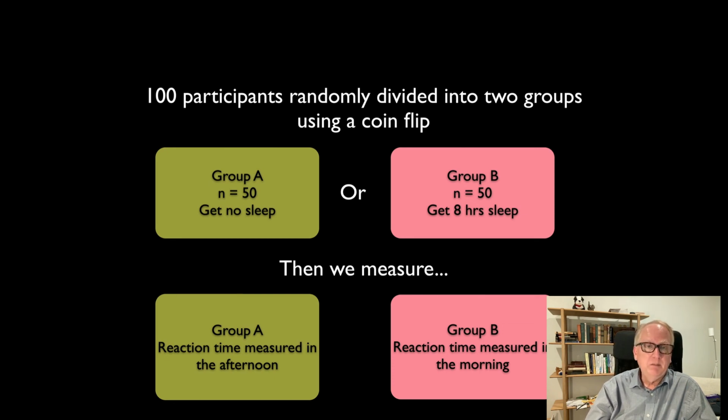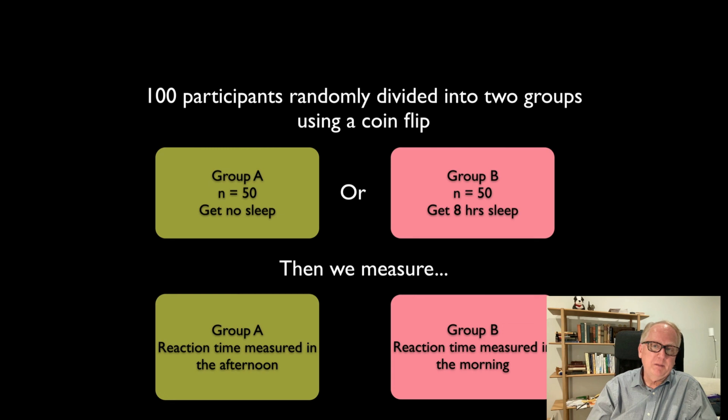Because now the problem is that if I do see a difference between group A and group B, I don't know if group A is different from group B because they didn't get sleep, or because their reaction time was measured in the afternoon, whereas group B could be different because their reaction time was measured in the morning rather than the fact they got 8 hours of sleep. So you see, a confounding variable happens when it systematically varies with the independent variable.